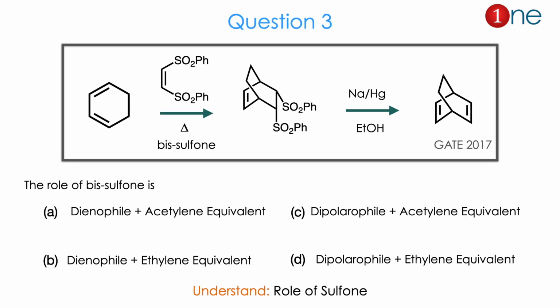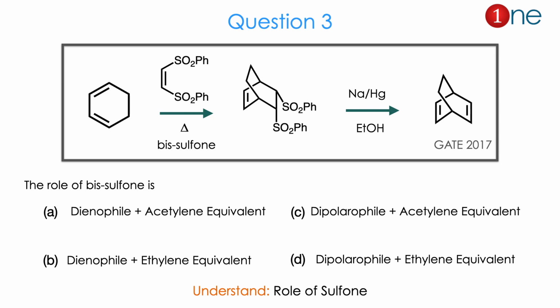Then question number 3. The starting material you have is a cyclic conjugated diene. Then you are reacting with bisulfone, which is an alkene attached with SO2Ph. You have the product as the fused one, which is the bridged carbon, with SO2Ph on the endo position. Then you are using sodium amalgam, which removes the SO2Ph. So you finally have a dialkene there in the ring.